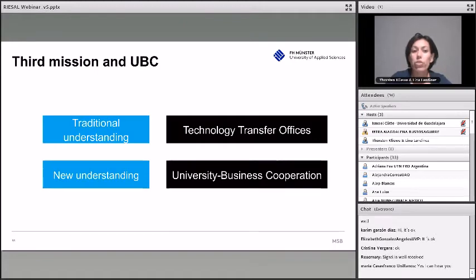In relation to UBC and their mission, the traditional understanding was that universities develop some research, develop that into some technologies that could be used in society. And from there, the technology transfer office was in charge to transfer that, to put that into the industry. And that's why, from this traditional understanding, patents became the main vehicle for transferring knowledge. However, our new understanding of university-business cooperation allows us to see a third mission beyond a specific technology and a specific patent, and brings all stakeholders of society into the university to cooperate towards a new solution.